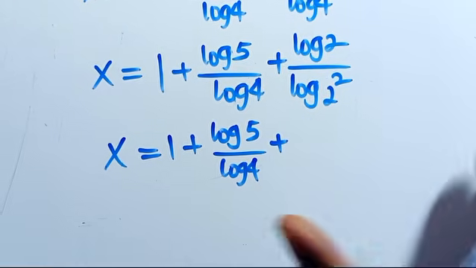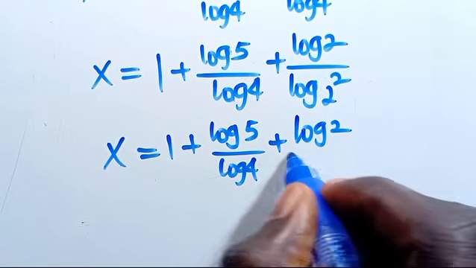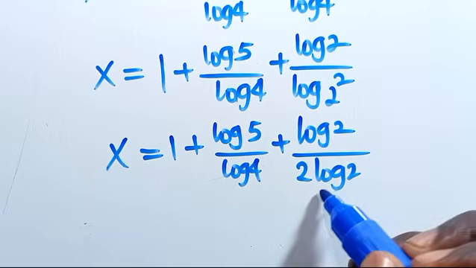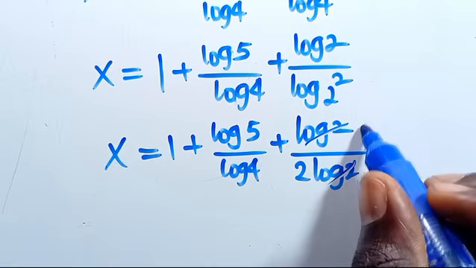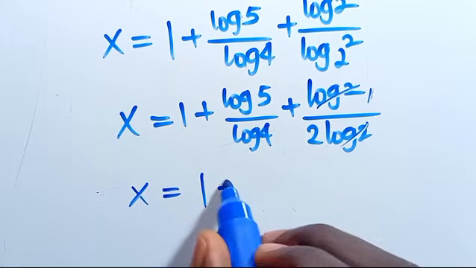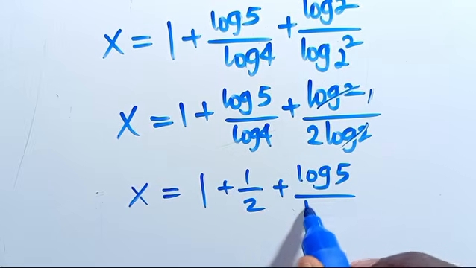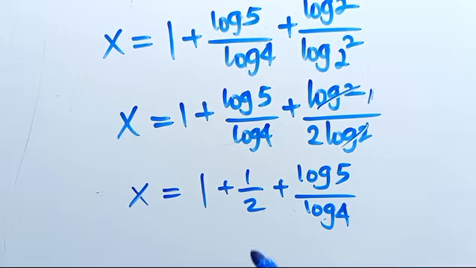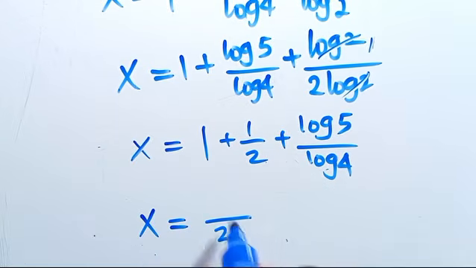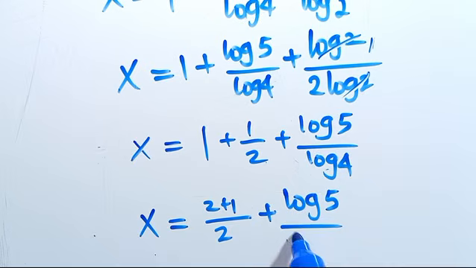Now, this will be log 2. You have this power in base 2 as 2 multiplied by log 2, and this cancels out this. We have it to be 1 over 2. We have x equals 1 plus 1 over 2 plus log 5 over log 4. We have x equals 2 plus 1 over 2 plus log 5 over log 4.